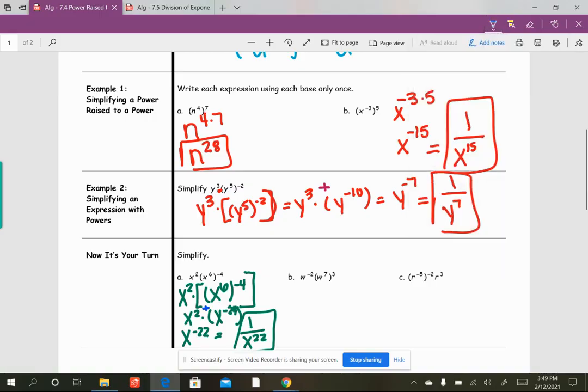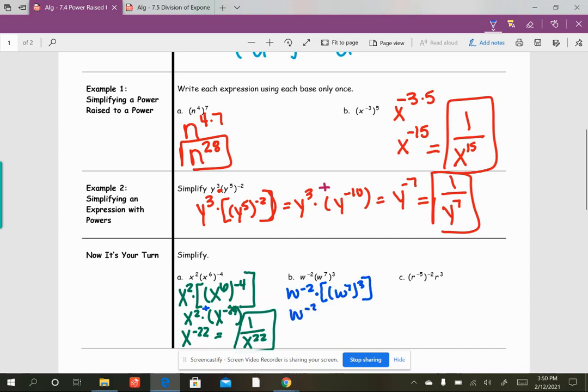Now let's look at letter B. So we have, again, w to the -2nd. We're going to think of that as a coefficient in front that's being multiplied into the parentheses, but we're not ready for that yet. We need to do the exponent on the outside first. By putting that in brackets, we're able to see that as the first step we're supposed to do.